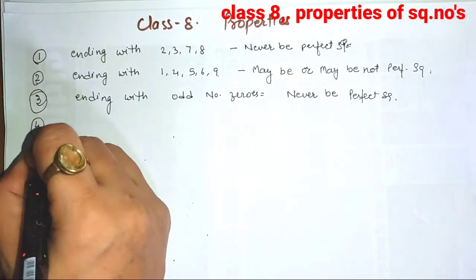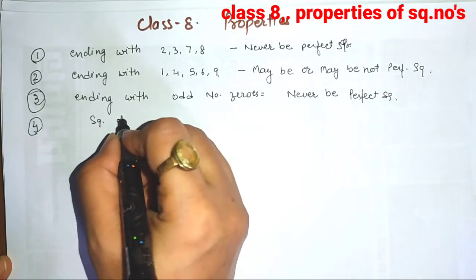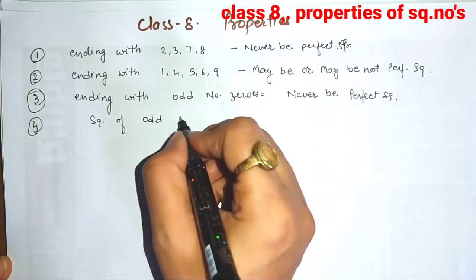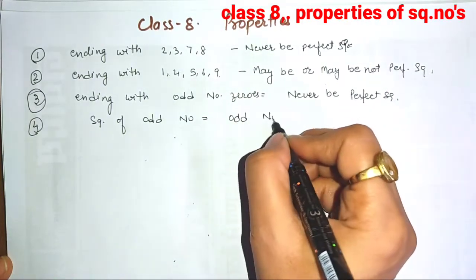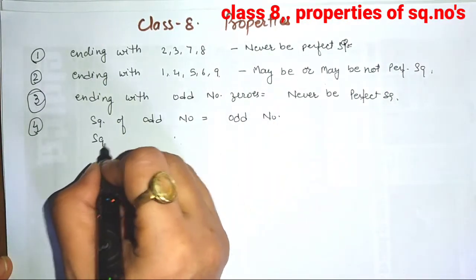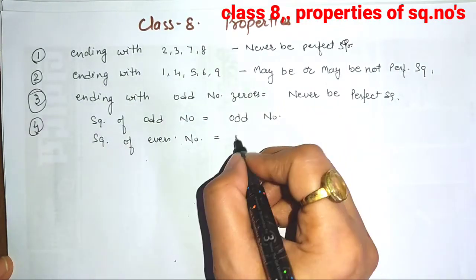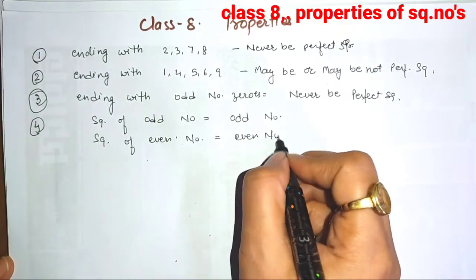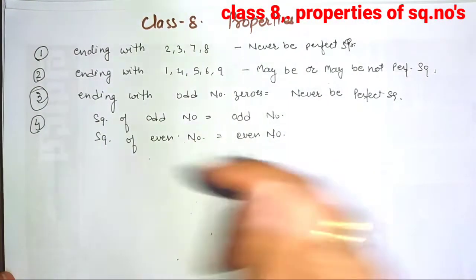The fourth one I have explained: the square of an odd number is always an odd number, and the square of an even number is always an even number. These properties I have already explained in my previous video. Now I am summing up all of them.